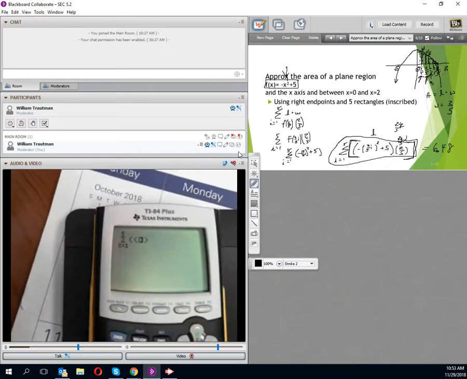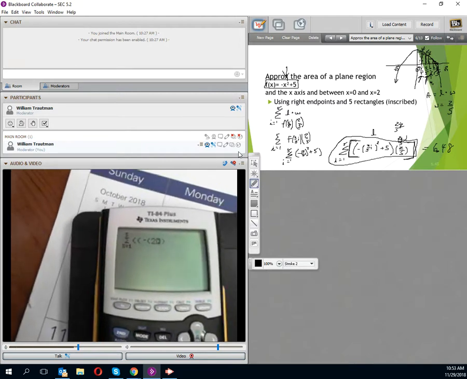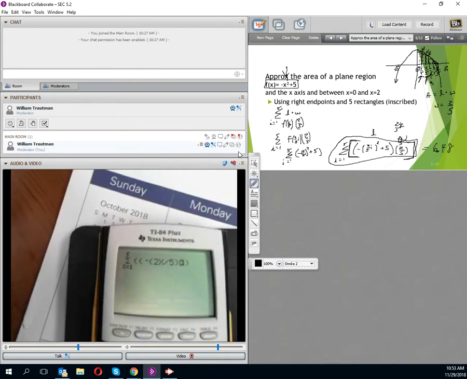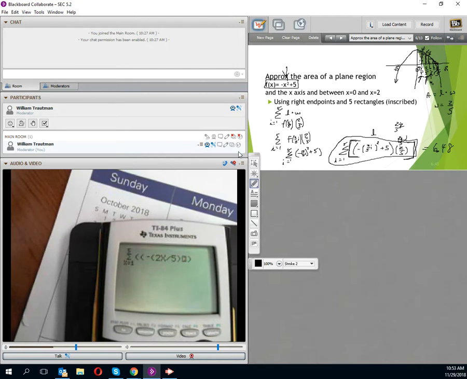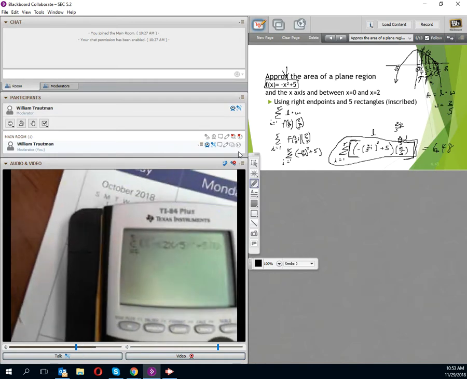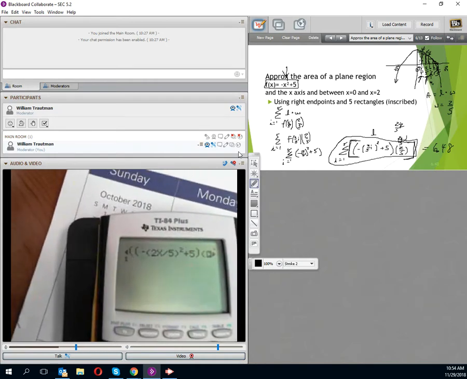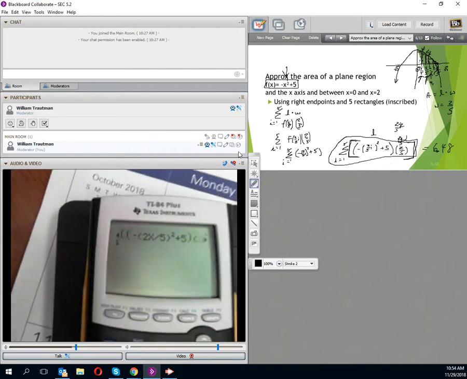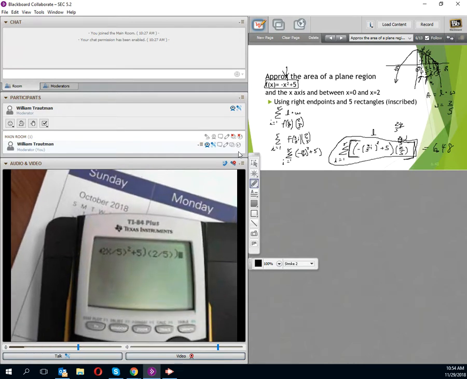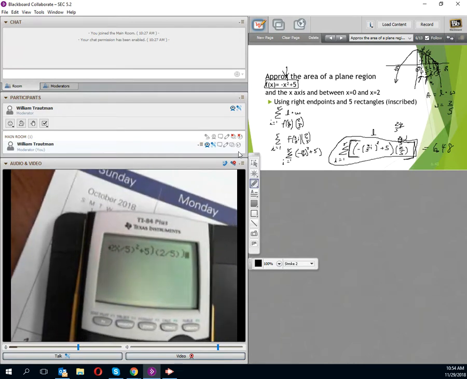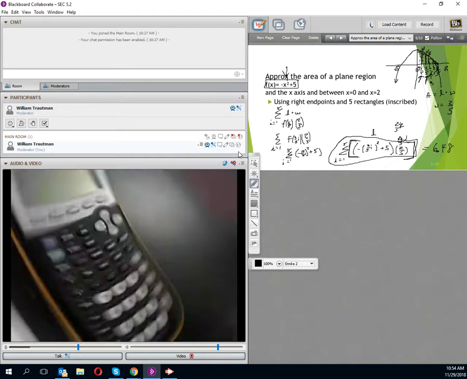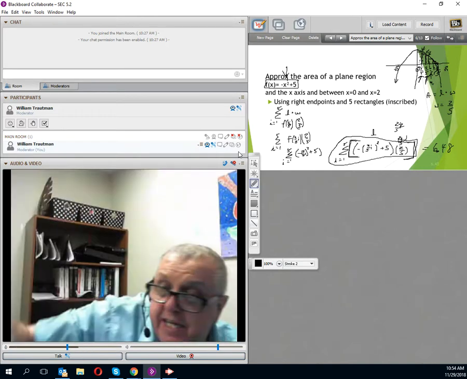So I'm starting my function parentheses, negative parentheses 2 times x divided by 5, and we've got to square it, plus 5. See, my function is done, so I'm closing my function parentheses, then opening my width parentheses now. That was my length. Now I'm doing my width, 2 divided by 5, closing that parentheses. And if I move over once, that's my summation formula parentheses still there. And when I hit enter, you should get 6.48. Okay? So that's using the right endpoints.